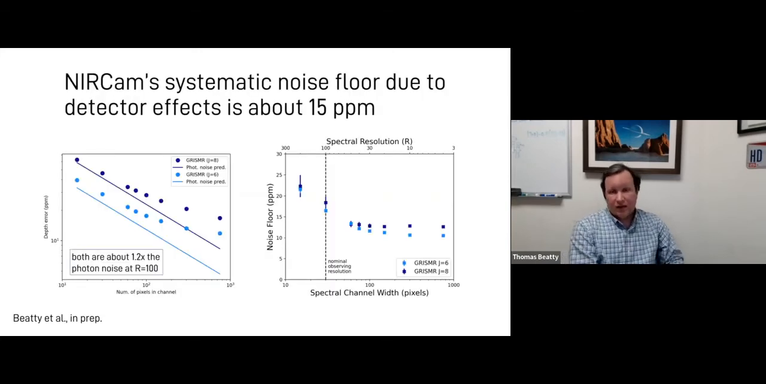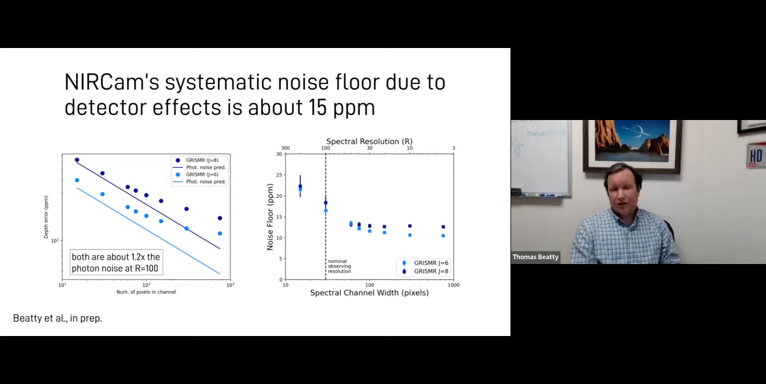What that means is that the systematic floor due to detector effects appears to be about 15 parts per million. That's a little bit dependent upon what spectral resolution you're using. At lower spectral resolutions, where you're averaging over more pixels, those systematic effects are averaged out a little better and the noise floor goes down. But at our nominal observing resolution of about R of 100, we get a noise floor of about 15 ppm. And that appears to be independent of brightness as well.